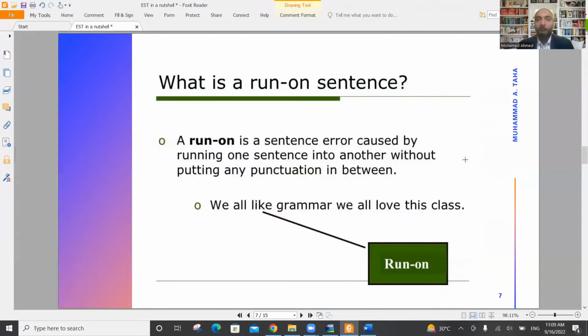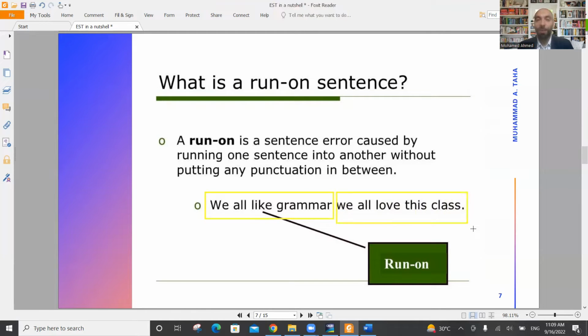Actually, a run-on is a sentence error caused by running one sentence into another without putting any punctuation in between. Let's look at the example. We all like grammar. Yeah. Yes. What about the other one? We all love this class.